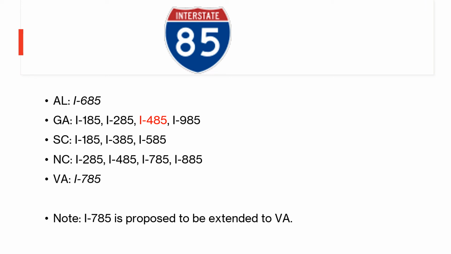And the note on here is I-785 is proposed to be extended to Virginia. So the 785 in North Carolina, 785 in Virginia, they are the same route. I just didn't put them together for this case because the 785 in North Carolina, part of it is done, and the part that extends to Virginia is not done.